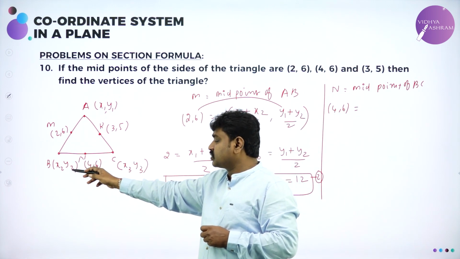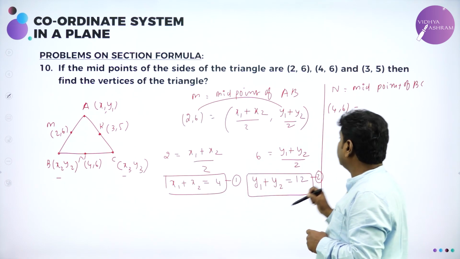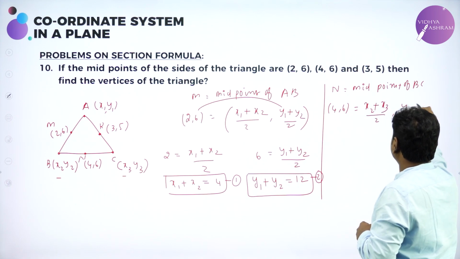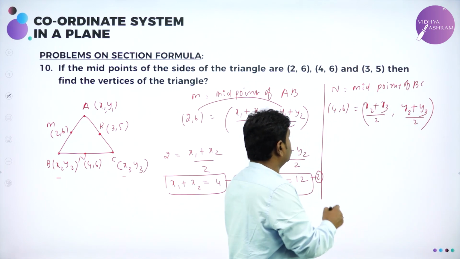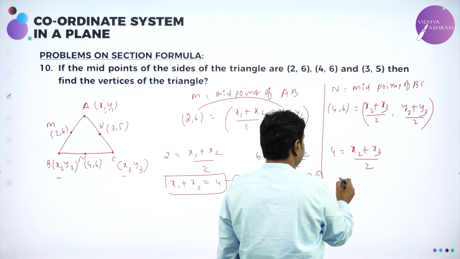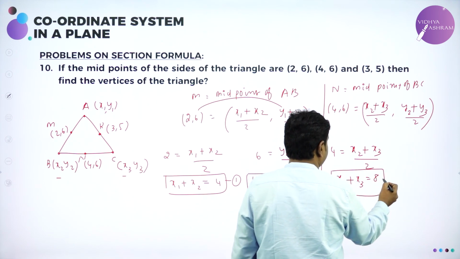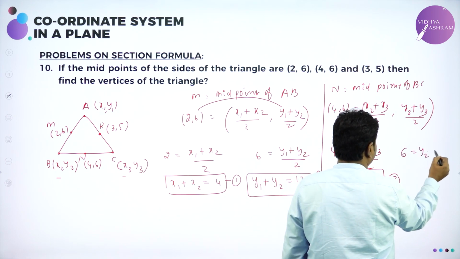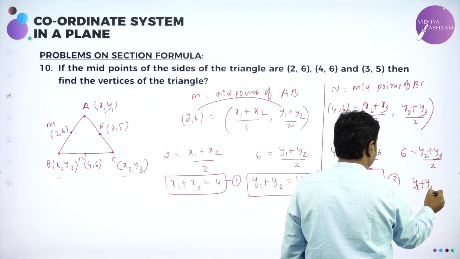What is the midpoint formula? x1 plus x2 by 2, y1 plus y2 by 2. Here x coordinates: x2 plus x3 by 2, y2 plus y3 by 2. Now equate first with first, that is 4 is equal to x2 plus x3 by 2. Rearrange it, you will get x2 plus x3 is equal to 4 2s are 8. Call it equation 3. And equate y with y, that is 6 is equal to y2 plus y3 by 2. So rearrange, you will get y2 plus y3 is equal to 12.